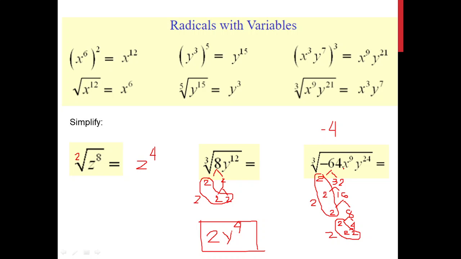Now, going to the variables, x, the exponent is 9, so divide 9 by 3, so you have 3. Next is y, 24 divided by 3 gives you 6. This is the simplest form of the cube root of negative 64, x raised to the power 9, y raised to the power 24.